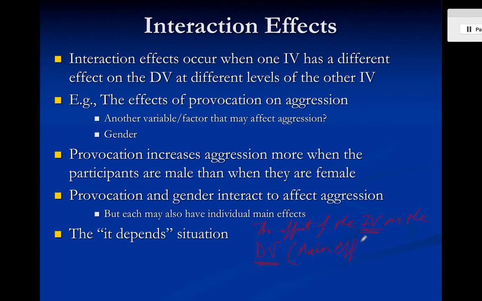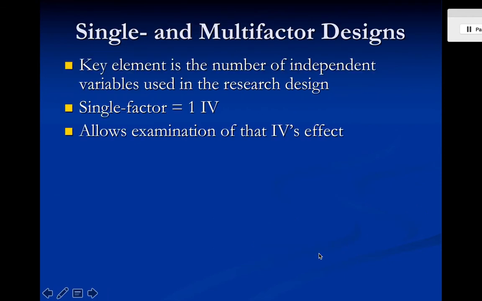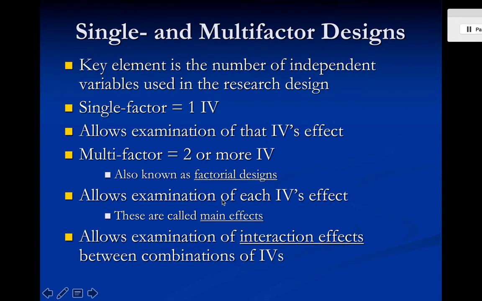So if you read it very closely, you'll notice that's exactly what a main effect's definition is. It's the effect of one independent variable on the dependent variable. So again, the effect of the IV on the DV, that's the sentence for a main effect. Look back on the definition we had on the previous screen. Our definition was exactly that: the examination of one IV's effect on the DV, that's what a main effect is.